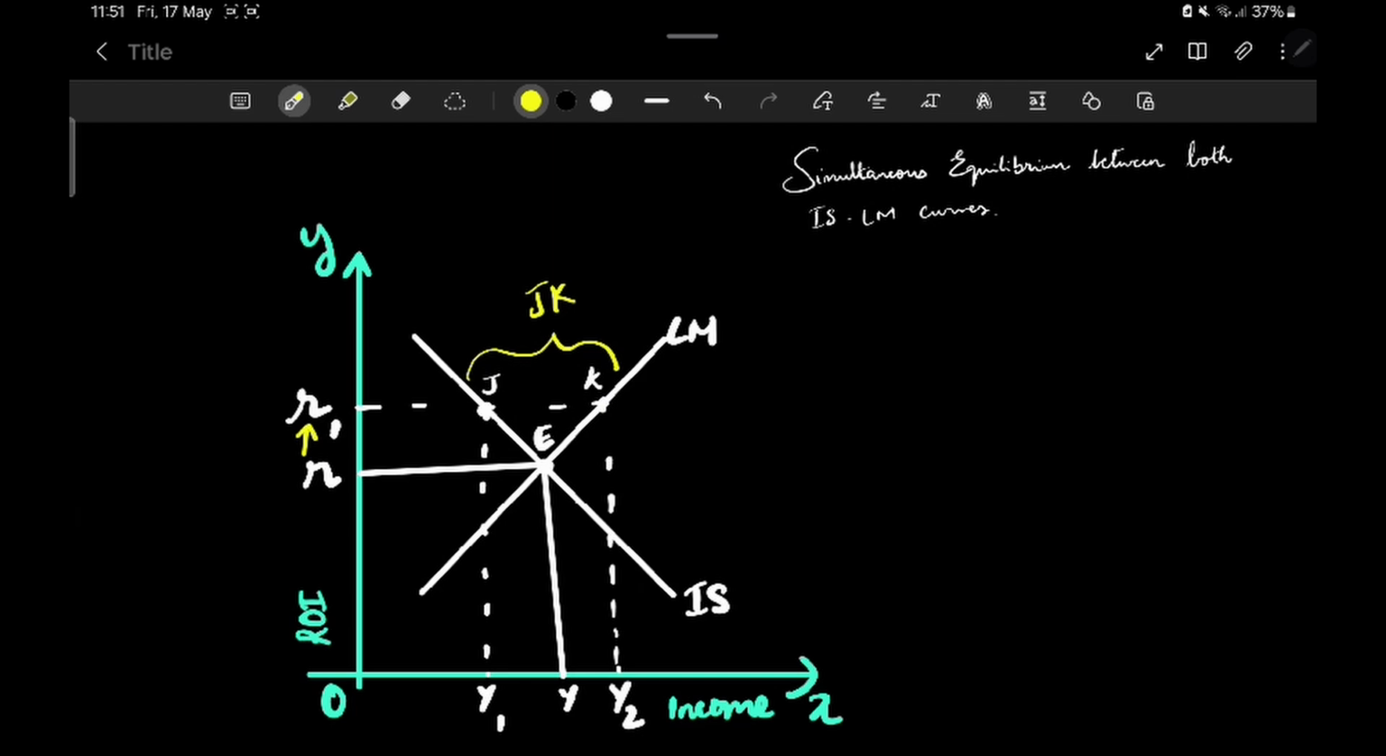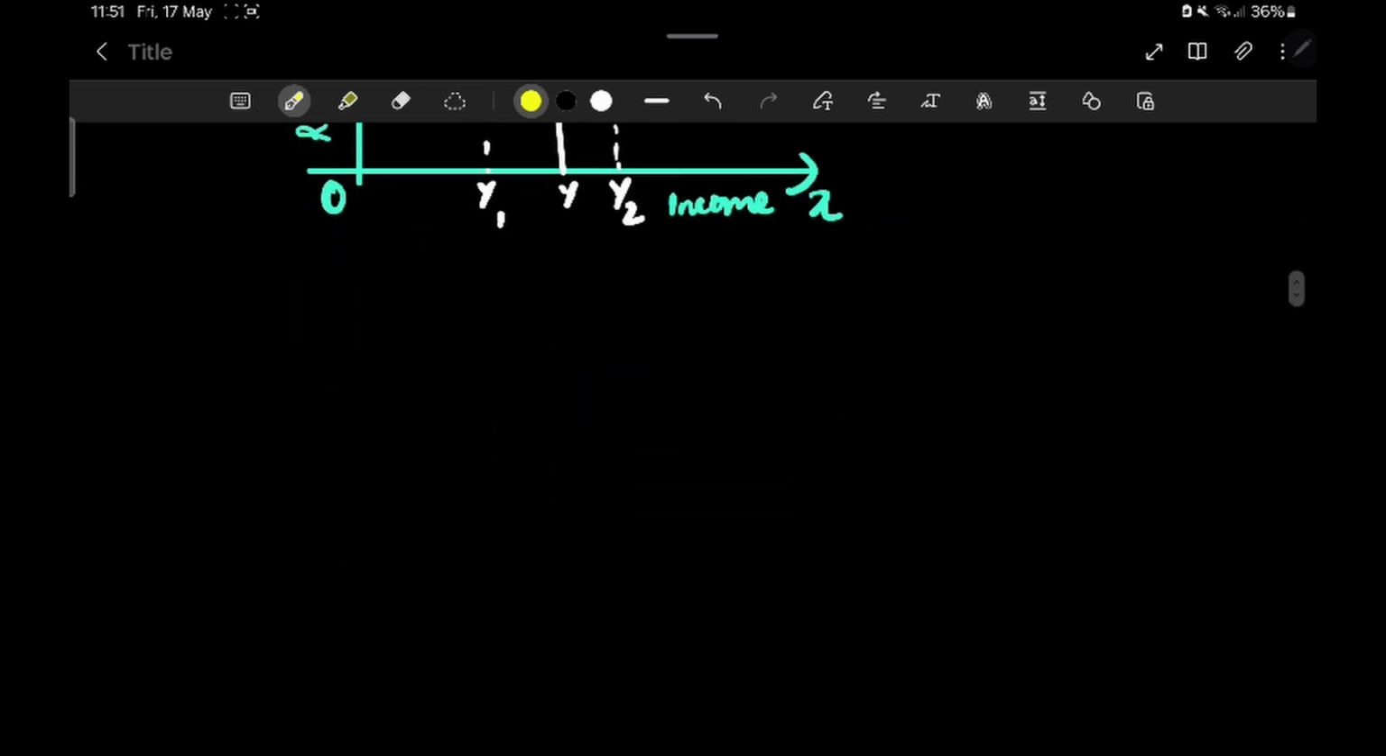What should we do about it? How should we restore the equilibrium in the economy? There is a particular adjustment mechanism. Let's talk about it. Before we get into the adjustment mechanism, there are some things you should keep in mind before we proceed.